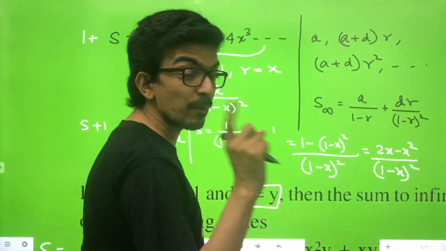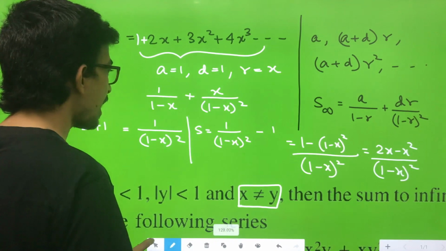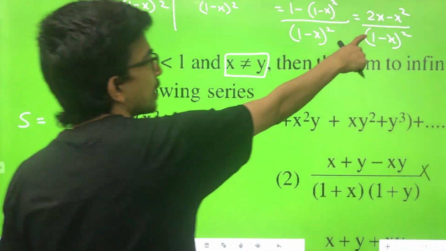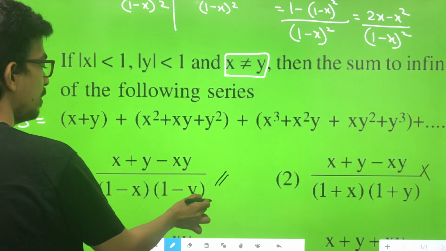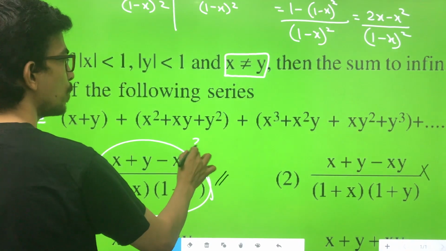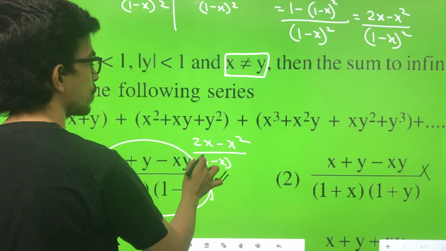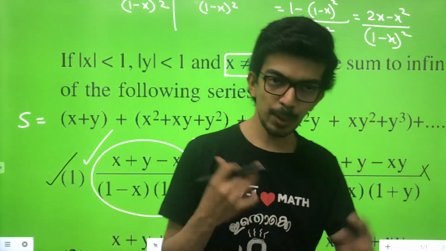Now there is only one option matching, because only option A will match with that condition, 2x minus x squared. So when x is equal to y, this entire thing is going to become 2x minus x squared divided by 1 minus x the whole square. So this is our right answer. So that is another way to look at it.